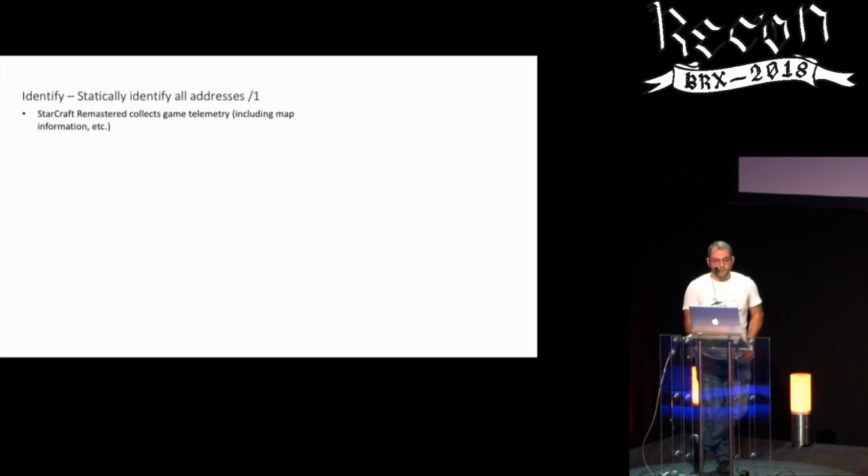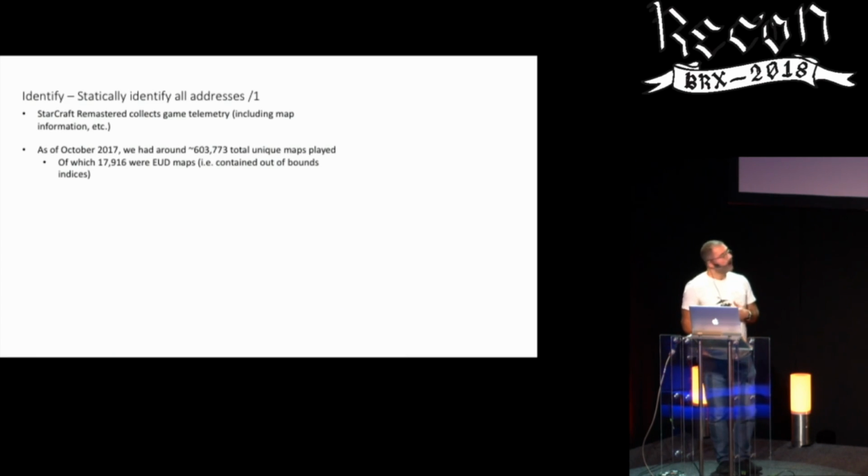After I did that, the remastered game collects telemetry. So I went to our server and downloaded 600,000 maps. Then I wrote a tool to scan the maps and the triggers, look for out-of-bound indices, and classify those as the maps that require emulation.